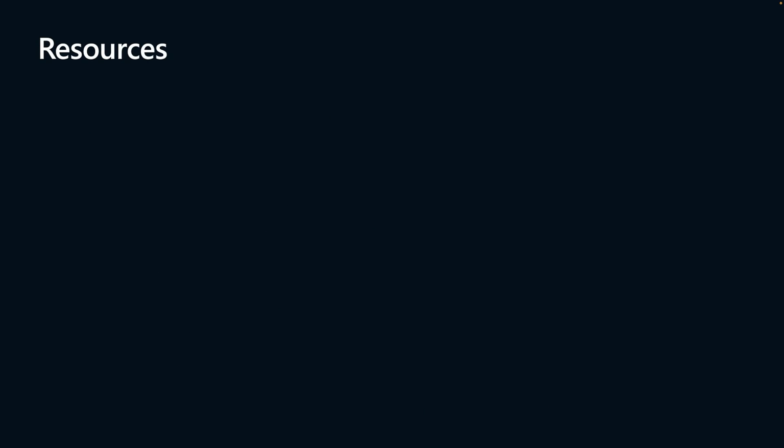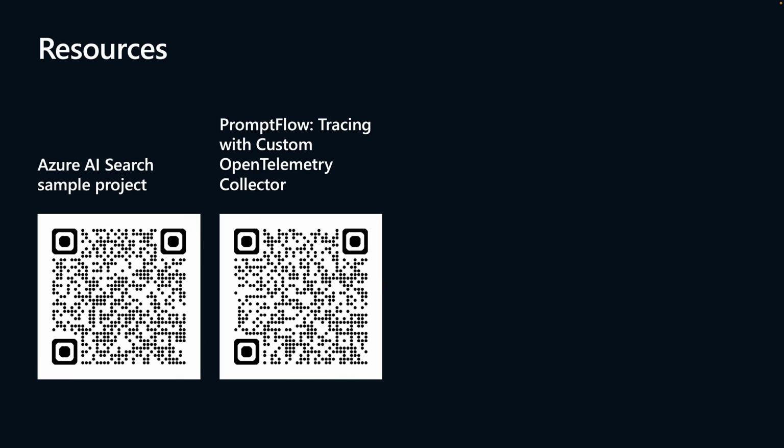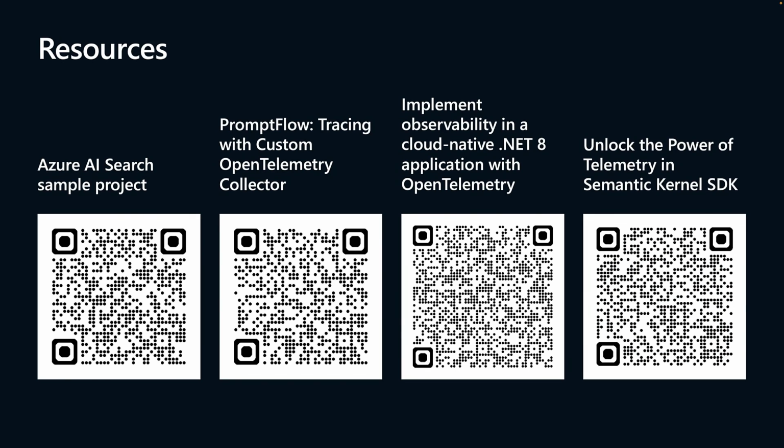Here are some resources to help you on that journey to plugging OpenTelemetry into your AI application. So here's the RAG sample app that I showed you and the documentation on how to set up OpenTelemetry support both with the .NET Aspire dashboard and with Azure Monitor. Here is a tutorial on configuring tracing with OpenTelemetry in PromptFlow and how to set up observability in a cloud-native .NET application with OpenTelemetry, with or without the .NET Aspire dashboard. And then finally, if you want to unlock the power of telemetry in the Semantic Kernel SDK, here's a great blog post I found that tells you just how to do that.